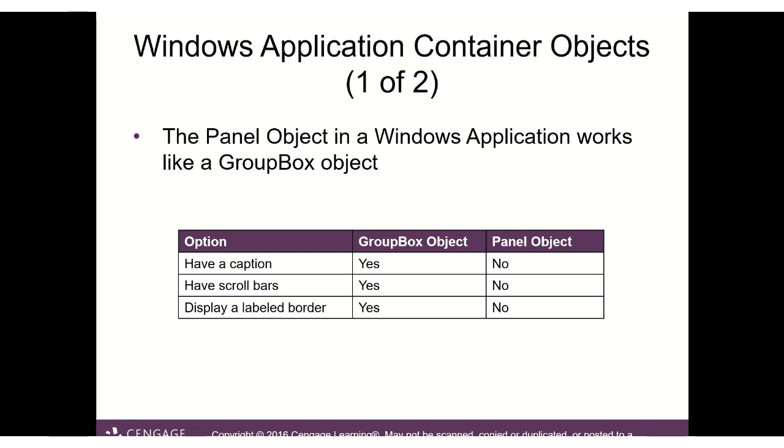The group box can have a caption. The panel object does not have a caption; you have to put a label by hand. Then the group box object can contain scroll bars, and it can display a labeled border, but the panel object is not capable of doing all these things.